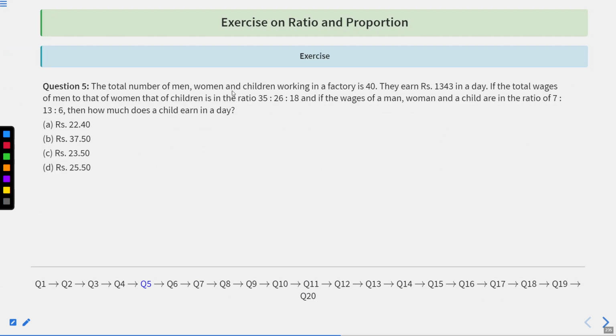Total number of men, women and children working in a factory is 40. They earn 1,343 rupees in a day. If the total wages of men to that of women to that of children is in the ratio 35:26:18, and if the wages of a man, woman, and a child are in the ratio 7:13:6, then how much does a child earn in a day?